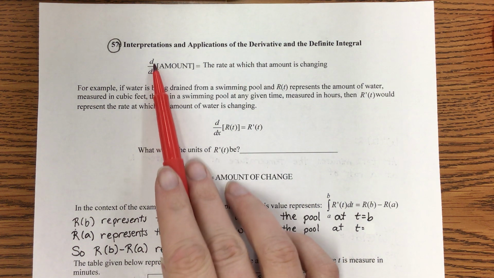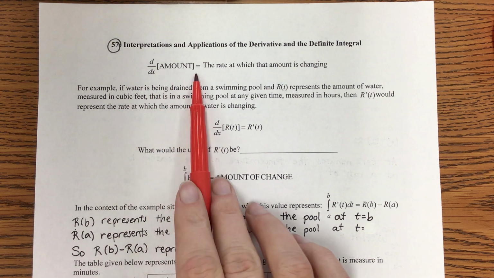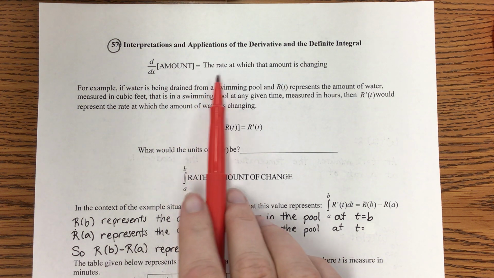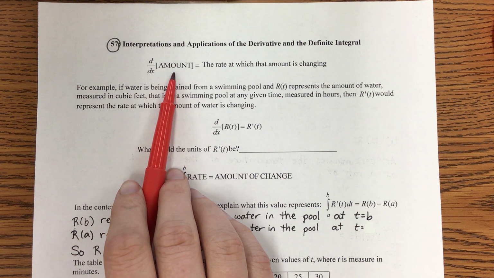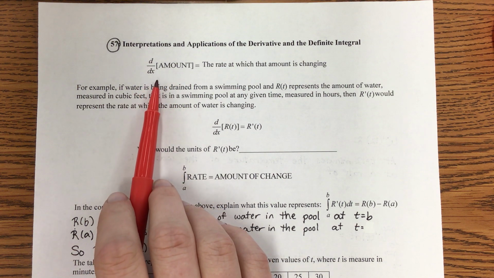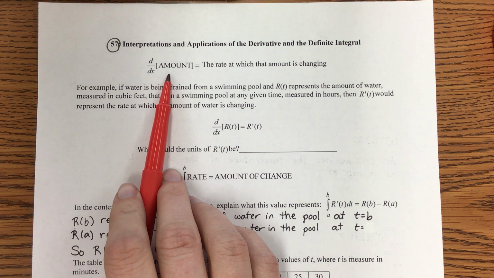We've taken a look at the derivative with respect to x or with respect to t of some amount, and that equals the rate at which the amount is changing. This is like our related rates stuff. So if the amount is like the height of a building, the d/dt usually was how fast the height of the building is changing. If it was positive, then the height is increasing. If it's negative, the height is decreasing.